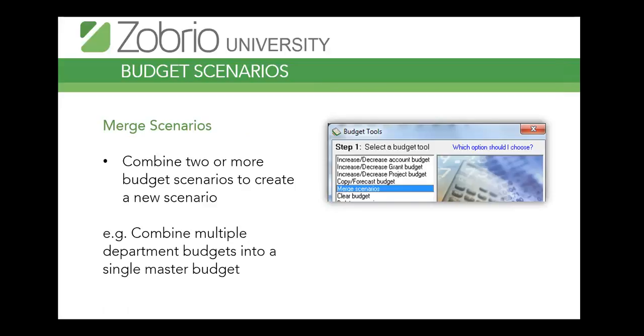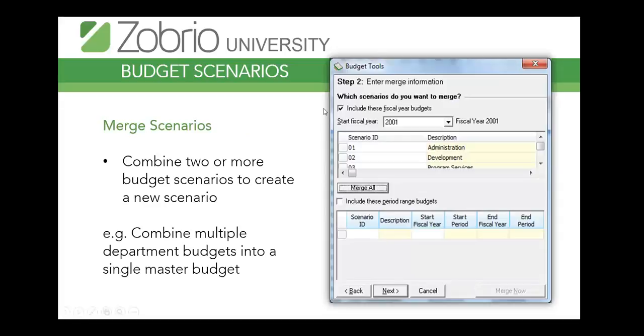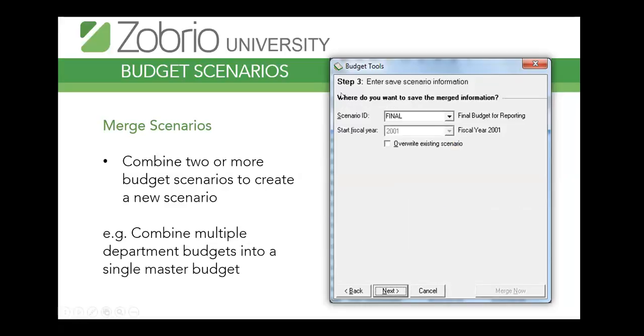You can go in here and do that. When you pick this option, you can include these fiscal year budgets, so you start with that year. If you have individual scenarios you want to combine, you pick them on drop downs, or you can click merge all, and it'll load them all into this window. That'll pick all the budgets for that year, the scenarios that you want to combine. You can pick these period range budgets if you have some of those as well. When you click next, it's going to ask you where you want to save all this merged information. So you would pick your target scenario, and the fiscal year is going to be the same as the source fiscal years.